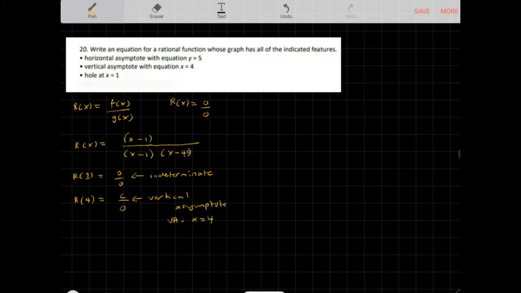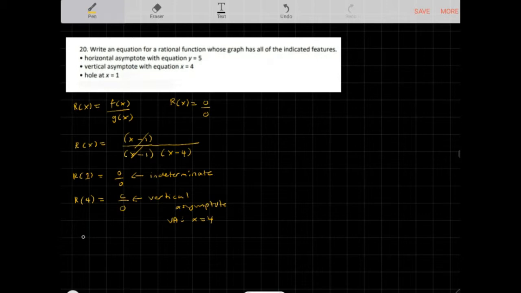Okay, so we have an x minus 4 on the denominator, and for the last step, we have a horizontal asymptote with an equation of y equals 5. Well, we know that these two are going to cancel out, so we need to put some kind of factor here that will create a horizontal asymptote of y equals 5.